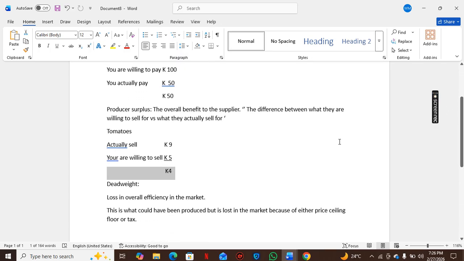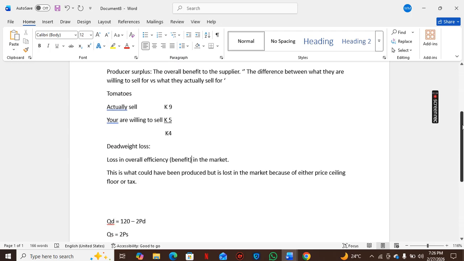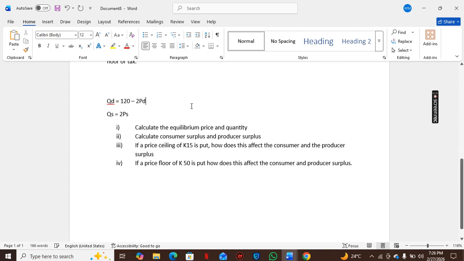Okay, then we've also got what is called deadweight loss, which is the loss in overall efficiency or benefit in the market. Or you can think about it as what could have been produced but isn't produced. Why? Because either a price ceiling or a price floor or a tax has been enacted. So we're going to use this example to illustrate everything we are talking about here.